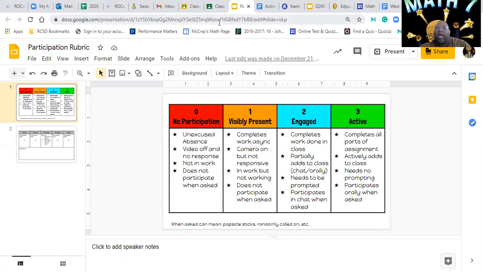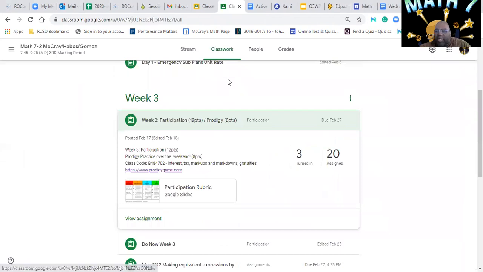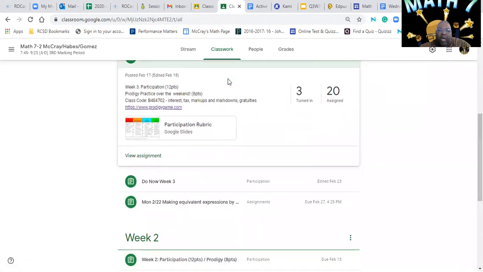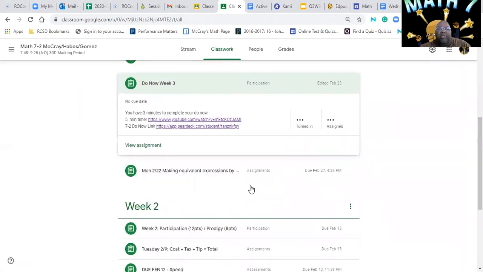So again, I want to let parents know what we're holding your students accountable for. The do nows only take the first 5 minutes of class, but if a student shows up late and misses that 5 minutes, they lose those 12 points. So it would be really important for them to get there a bit early if they're doing it remotely.